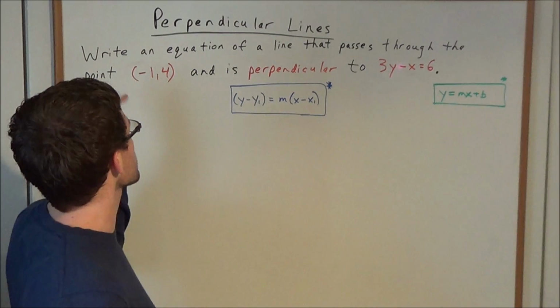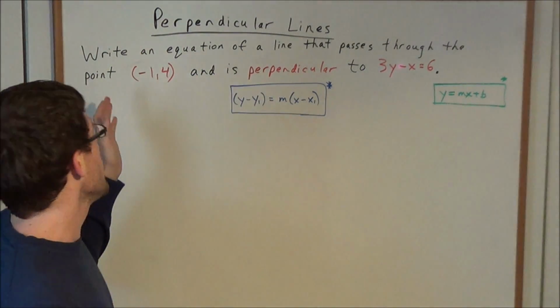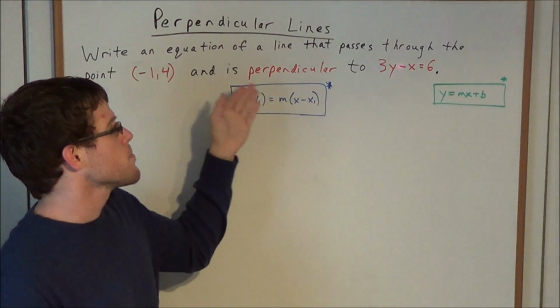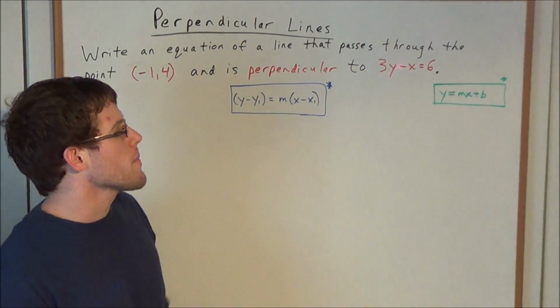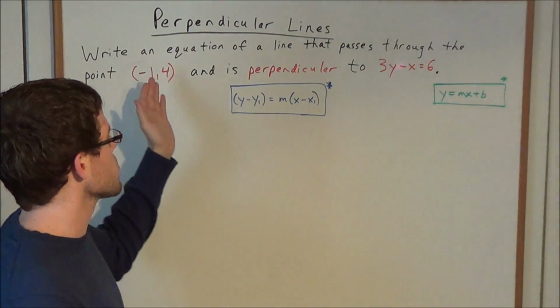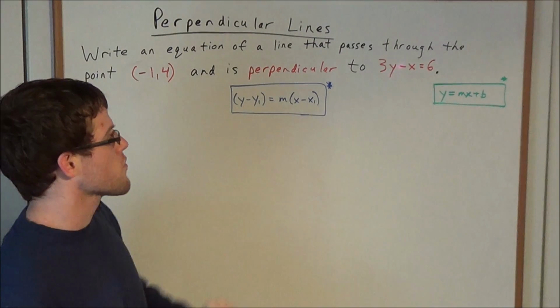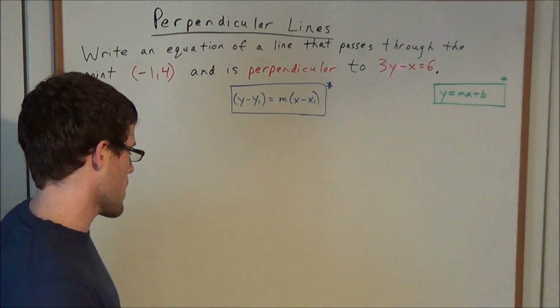In particular, I want to look at the question: write an equation of a line that passes through the point (-1, 4) and is perpendicular to 3y minus x equals 6. I highlighted all the important parts in red because those three pieces of information are going to get us started for the problem.